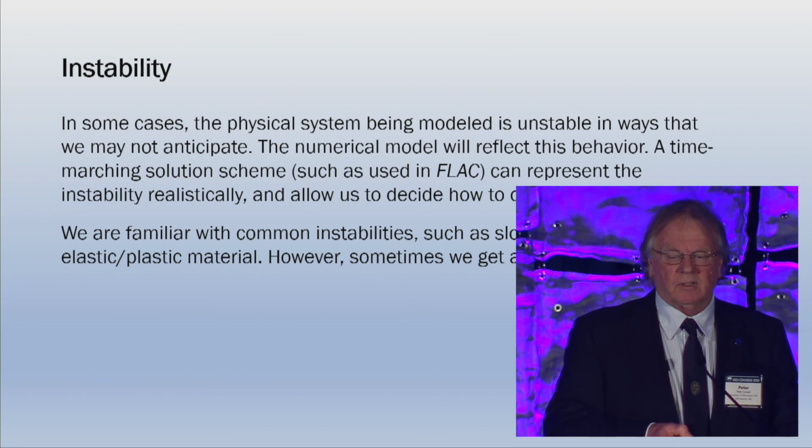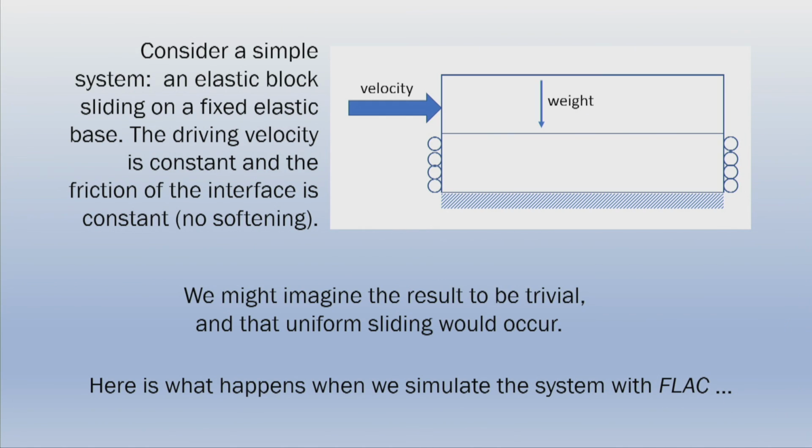This is a weird example. You may think this is a bit silly, but anyway. Here we have an elastic block resting on another elastic block, and we simply push this with a constant velocity. And we note that the friction of the interface is constant. There's no softening or anything. It's just constant Coulomb friction. So we might imagine the results to be trivial, that uniform sliding would occur as soon as we exceed the strength limit. But this is, I hope this works.